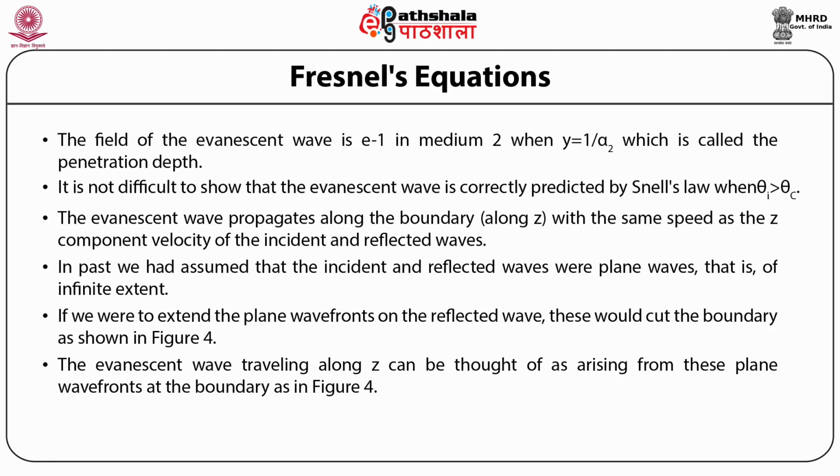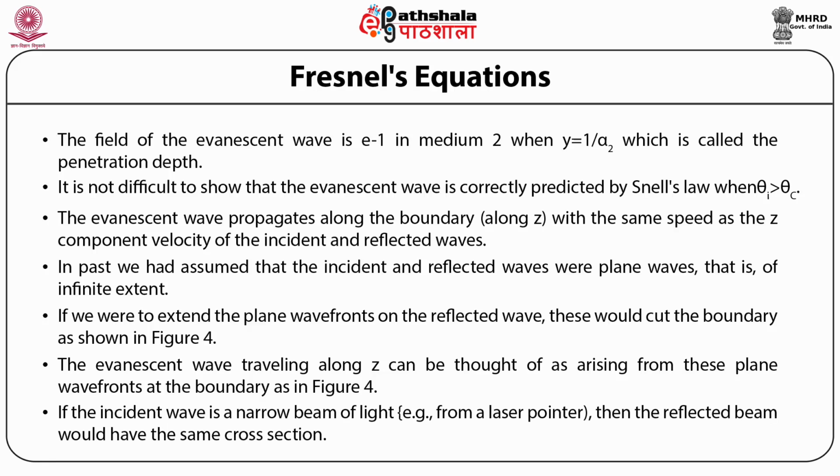The evanescent wave is important in light propagation in optical waveguides such as in optical fibers. If the incident wave is a narrow beam of light, for example from a laser pointer, then the reflected beam would have the same cross section. There would still be an evanescent wave at the boundary, but it would exist only within the cross-sectional area of the reflected beam at the boundary.